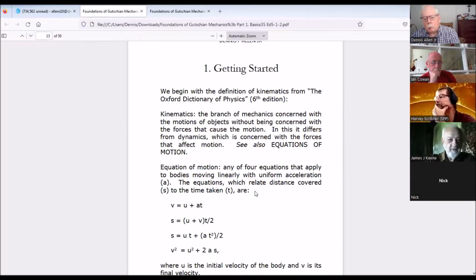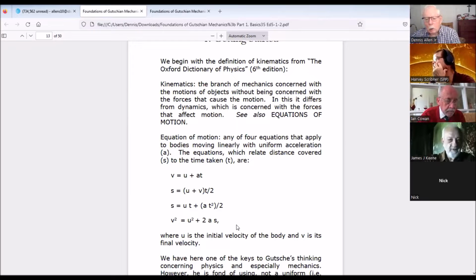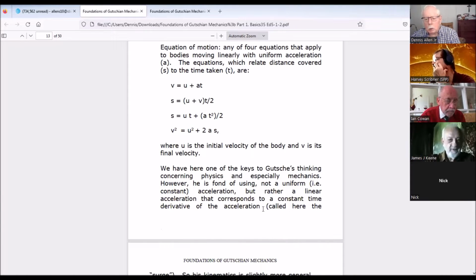Okay, now this is getting started here. There's the four formulas of kinematics, which come from the Oxford Dictionary of Physics, sixth edition. And here the acceleration is constant. Let's see here. Gottfried goes one step beyond this. He takes the acceleration to be linear, so its time derivative is constant.